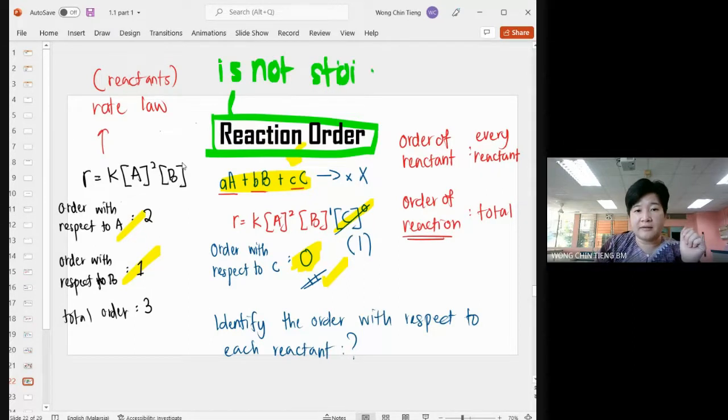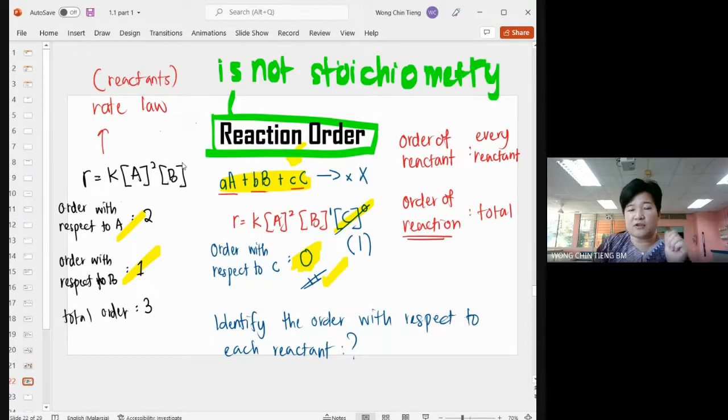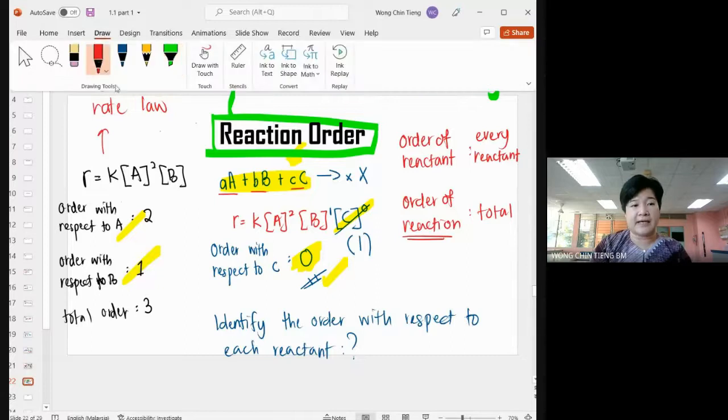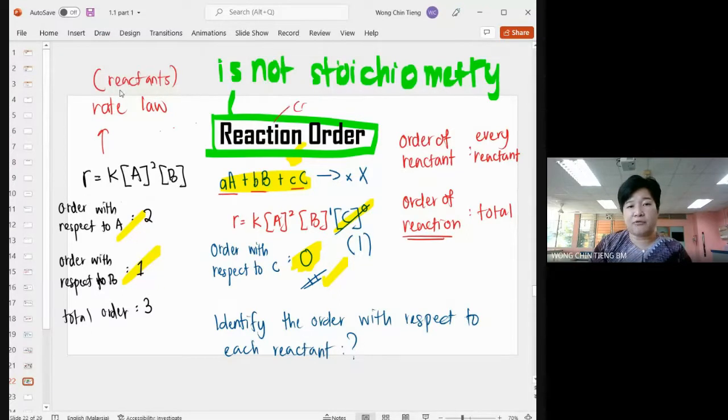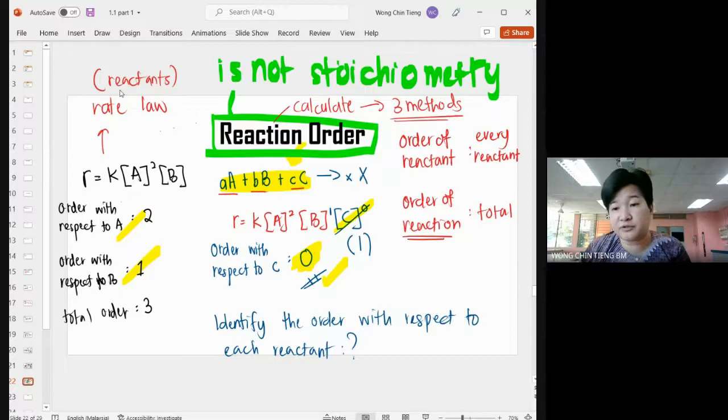Tolong ingat. Alright? Tolong ingat. It's never the stoichiometry. Okay? Never ever. Dia tak pernah ambil stoichiometry. Reaction order kita akan masuk banyak pada minggu depan di mana kita akan kira. Reaction order kamu kena calculate. And in our syllabus, you have 3 methods to calculate. We will talk about this next week. Okay? So don't worry, jangan risau dulu. Sekarang boleh baca dulu lah yang penting.